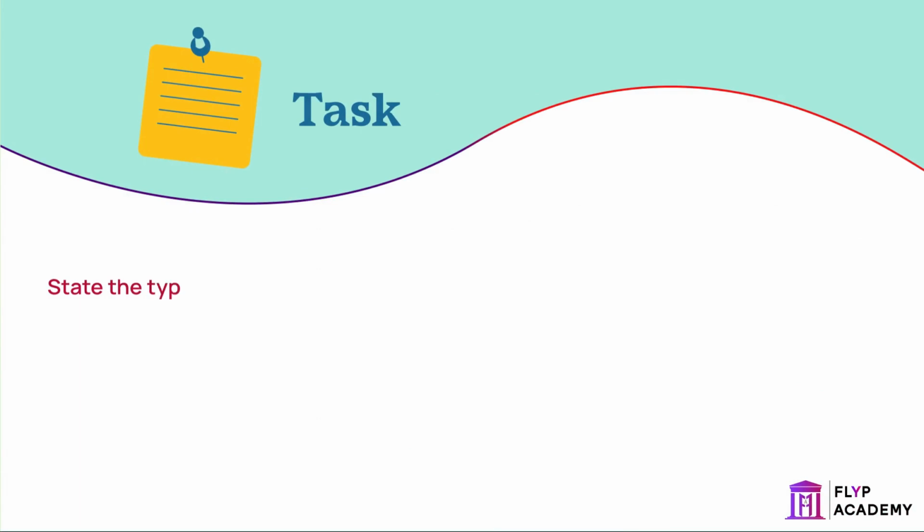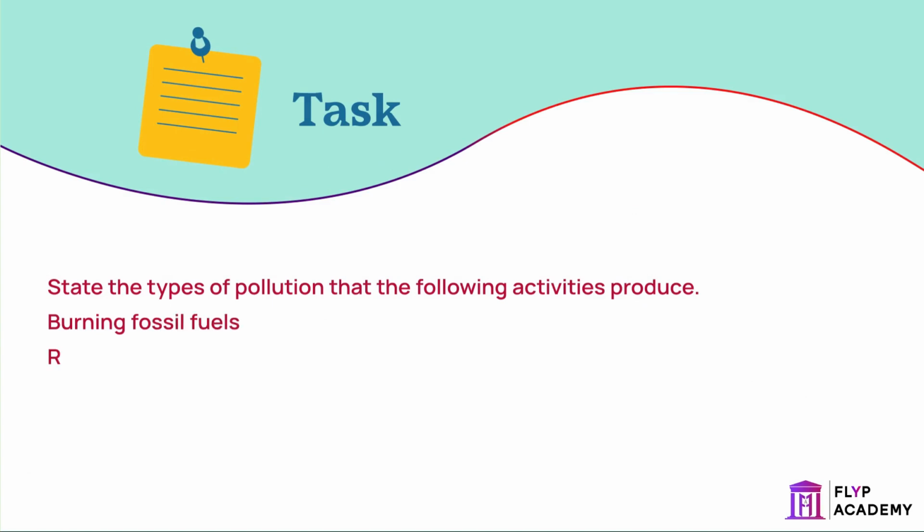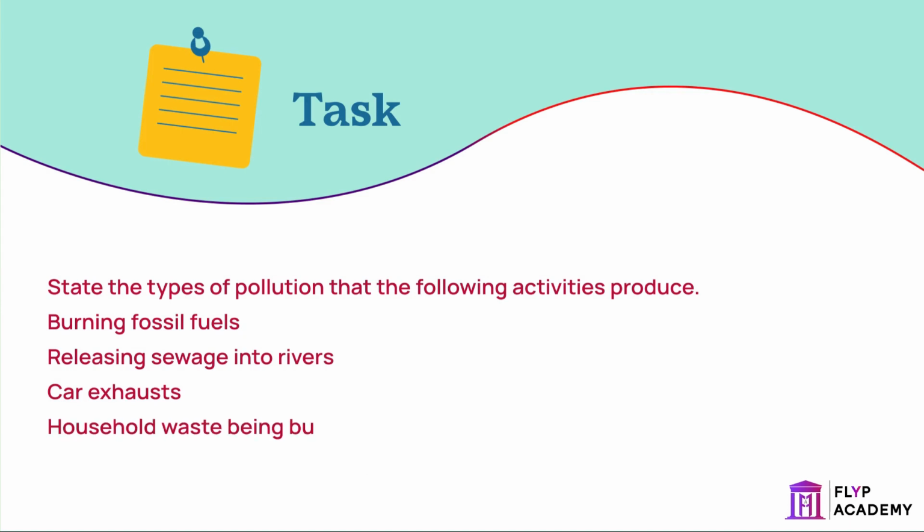Task: state the types of pollution that the following activities produce. Burning fossil fuels, releasing sewage into rivers, car exhausts, household waste being buried as landfill.